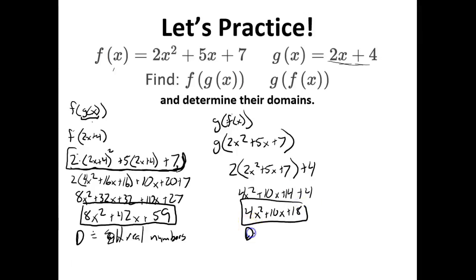Again, for the domain, when we find the domains, we want to look at right after they're put together. Right after they're put together, are there any restrictions? Any x's in bottom of fractions, or any square roots or fourth roots or something like that? No. So the domain is all real numbers.